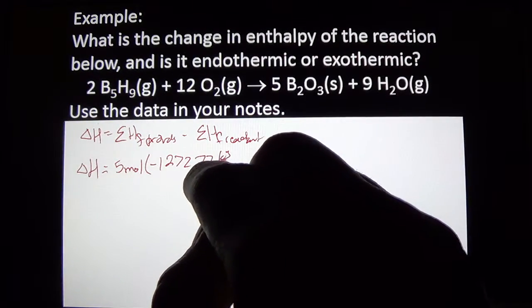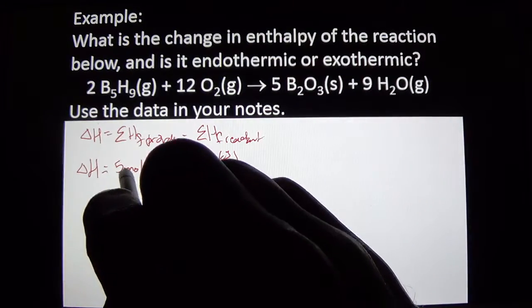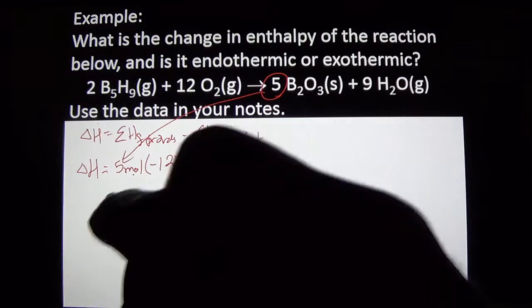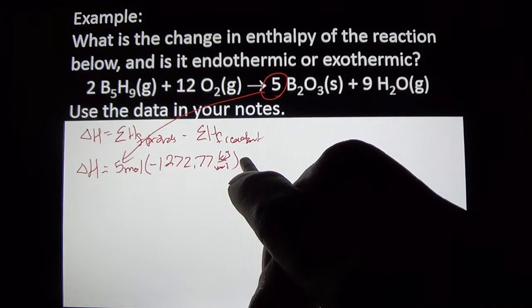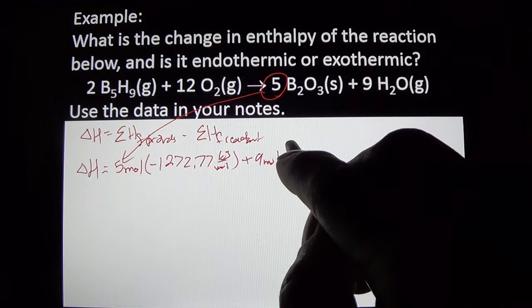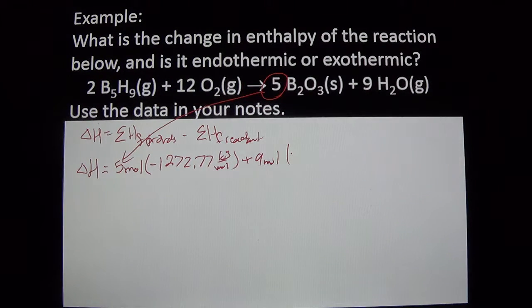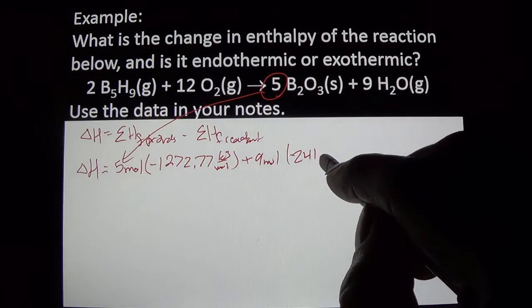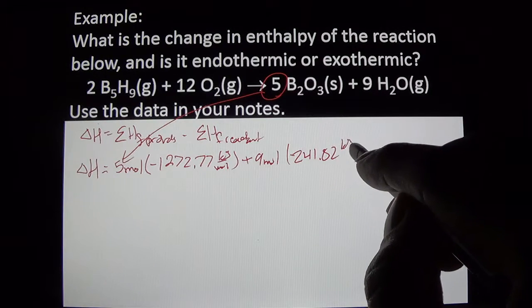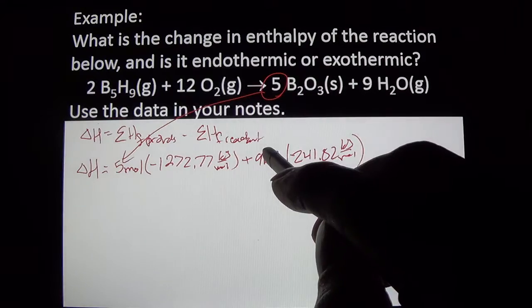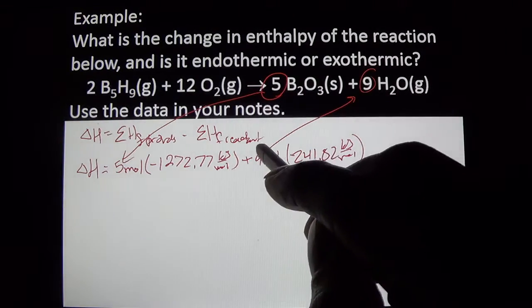And that's kilojoules per mole. Now notice I multiplied by 5 because there's a 5 there. Okay, the coefficients are in place still. I'm going to add that to 9 moles worth of water. And water has an enthalpy of formation of negative 241.82 kilojoules per mole. Okay, and I got that 9 because of that 9 there.